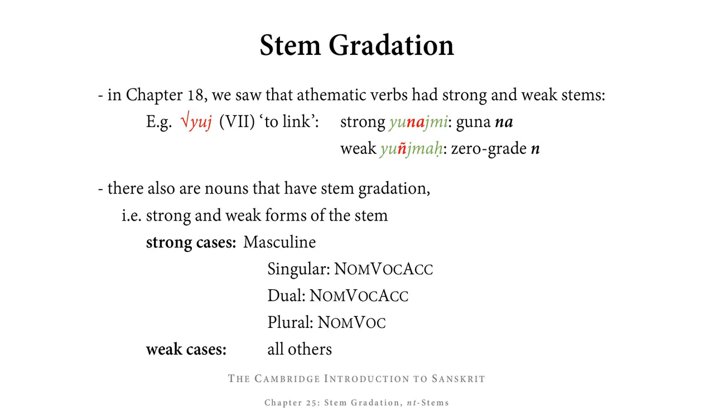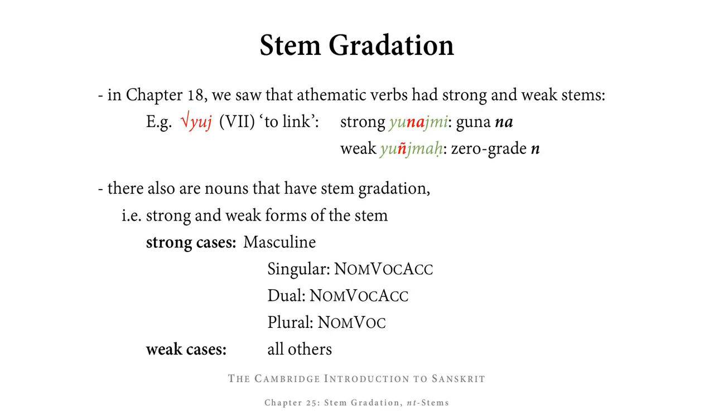In chapter 18, we saw that athematic verbs had stem gradation, i.e. they had strong and weak stems. So, for example, of the root yuj, which is class 7, we had a strong stem yunaj and a weak stem yunj. In the strong stem, na was added before the stem final consonant, and in the weak stem, n was added before the stem final consonant. Na is guna, it has an a, that makes it strong. N does not have a vowel, it's zero grade, that's what we use for the weak stem. The strong stem was used in the singular, the weak stem was used in the dual and plural.